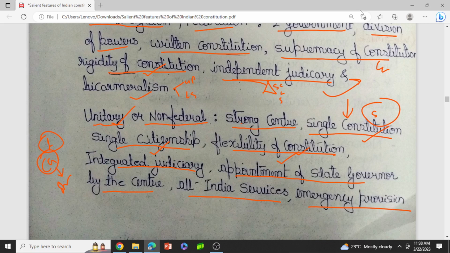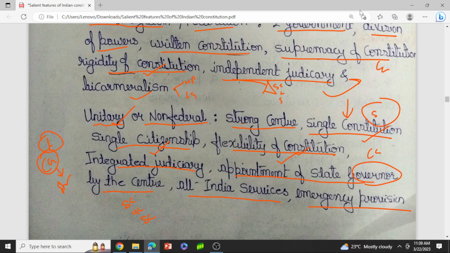We have an integrated judiciary. Now what is integrated? Though we have a judiciary system of High Court, Supreme Court and subordinate courts, a person first has to approach the subordinate court, then the High Court, then the Supreme Court. So the Supreme Court is the apex. So this is an integrated system. Appointment of the state governor: though he is a nominal head of the state, he is appointed by the center and he works as a connection between the center and the state. All India services, emergency provisions. So this all shows that we have a unitary structure as well.